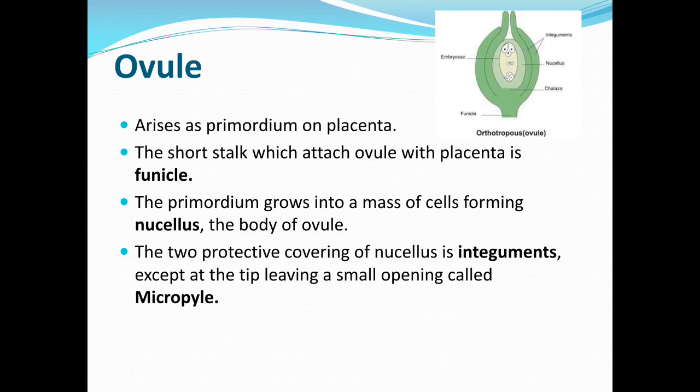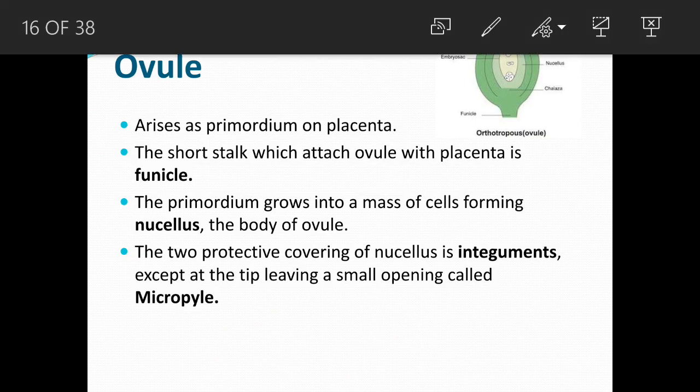Now, how is the ovule formed? The ovule arises from primordia on the placenta as an outgrowth. There is a short stalk which attaches the ovule to the placenta, that is known as the funicle. The primordium grows into a mass of cells forming the nucellus, that is the body of the ovule.